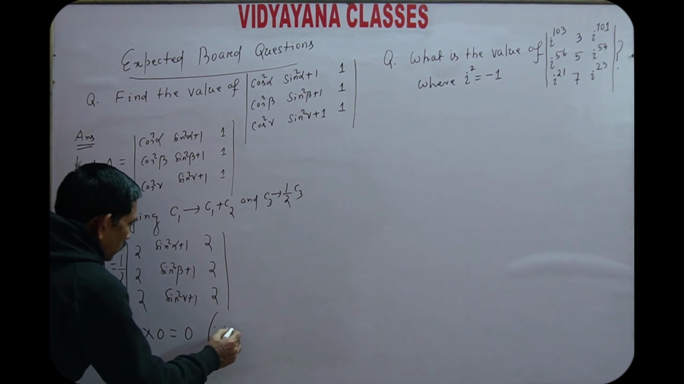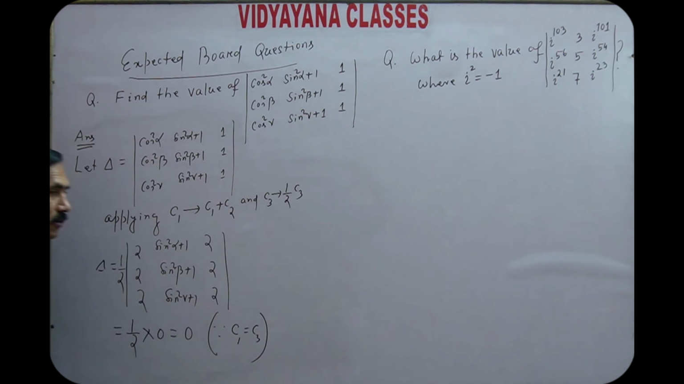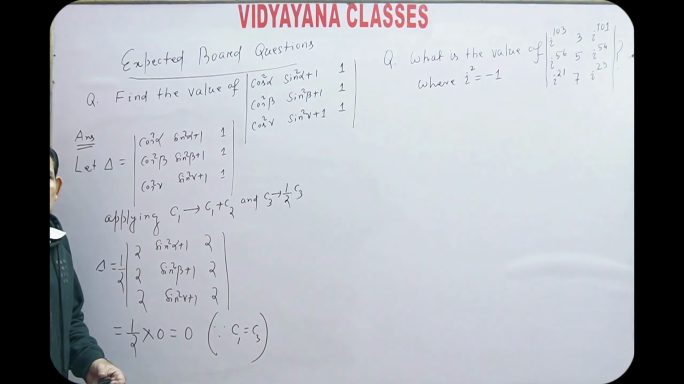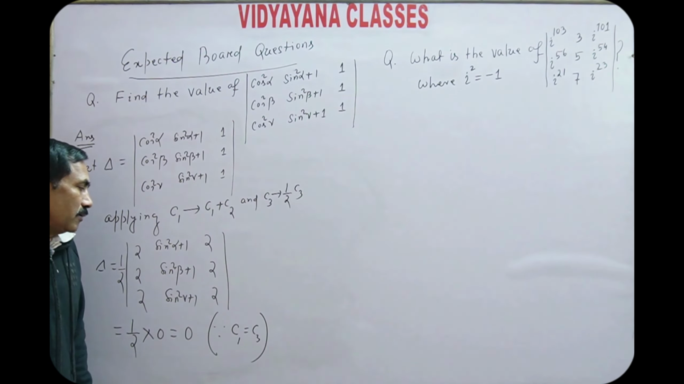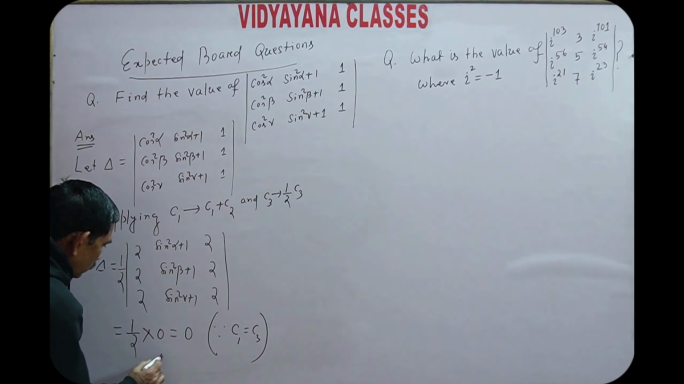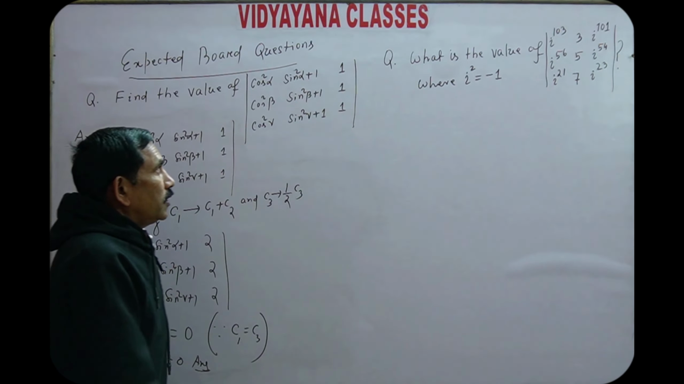Since C1 is equal to C3, the value of the determinant vanishes if two columns are identical. Clear? So the answer is 0. Next question.